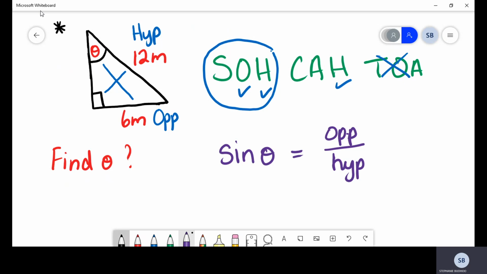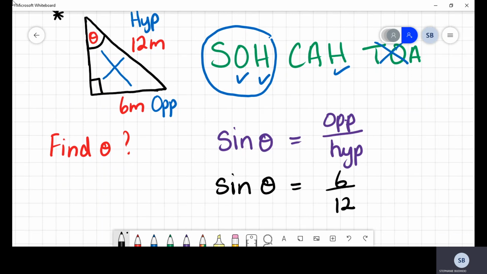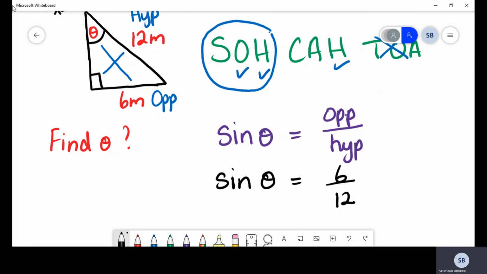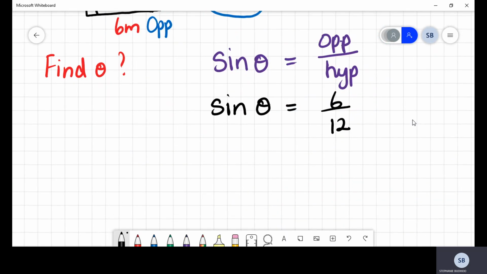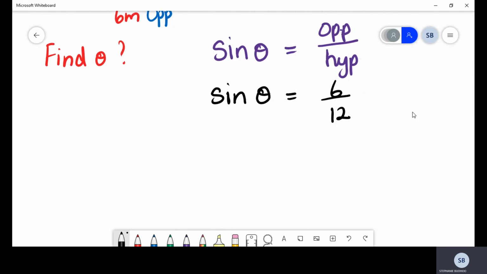Now we'll start substituting values. So we have sine theta, which is what we want to find. We have our opposite being 6 and our hypotenuse being 12. We're almost there, guys. Just one more final step. So last step, trying to shift my screen up here, and there we go. Just a bit of technical difficulties.